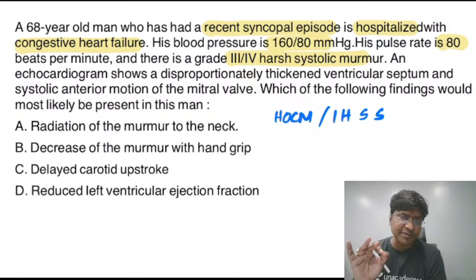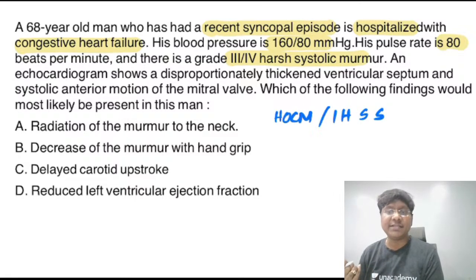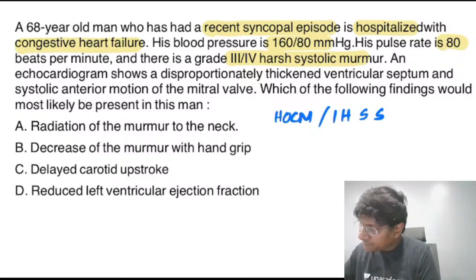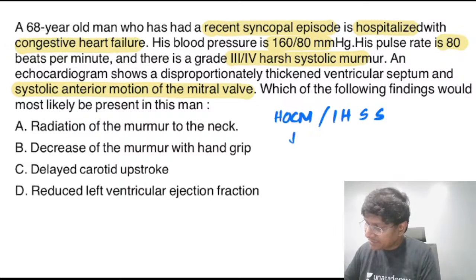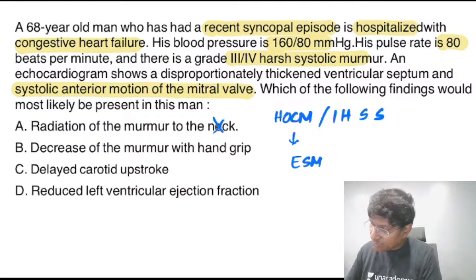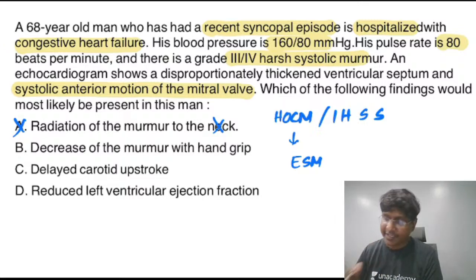What is the one important point to tell in the 2D echo? It is HOCM or idiopathic hypertrophic subaortic stenosis, that is the presence of SAM. Presence of this SAM tells you it is HOCM. Now this HOCM murmur, it is the ejection systolic murmur. The murmur of HOCM will not radiate to the neck.